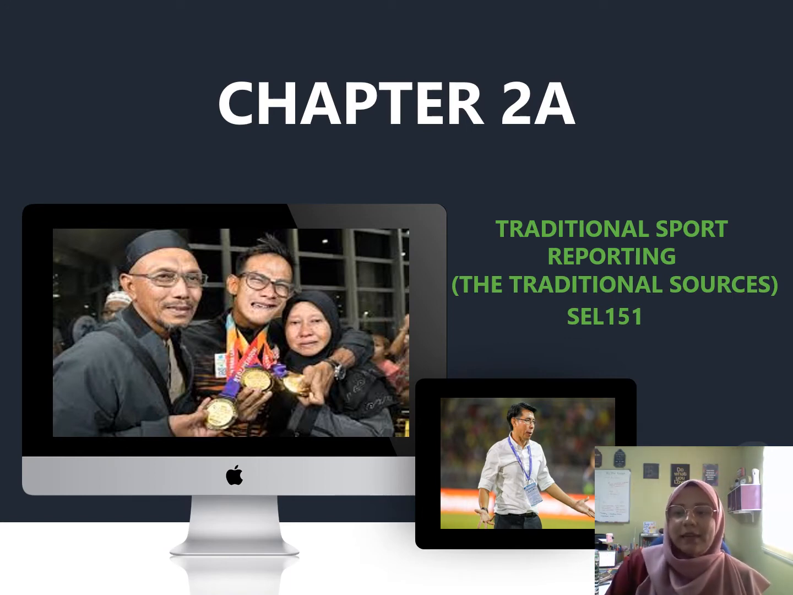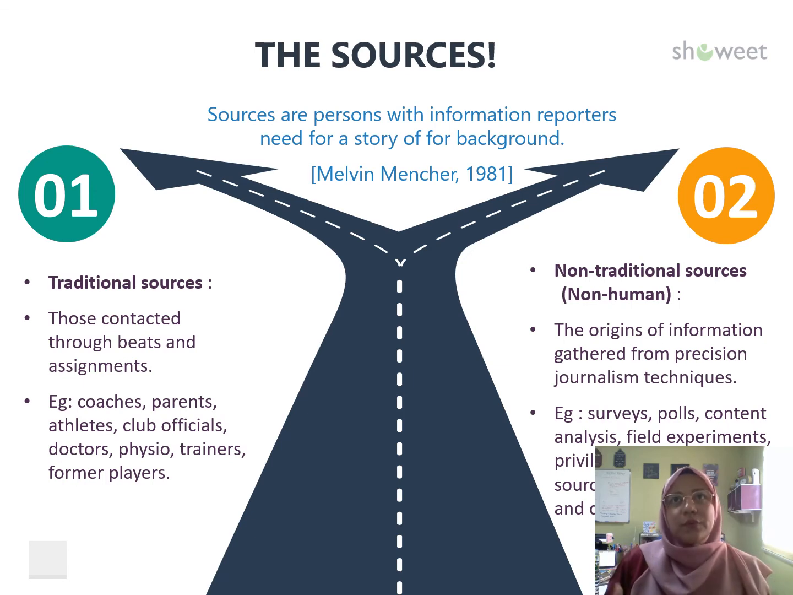So let us begin. For 2A, as you know, the sources is actually where the information is gained by the reporters. There are two types of it, traditional and non-traditional. The traditional sources are the persons that can be contacted through any assignments, connections, or networking throughout the games or the events happening. For example, I put there coaches, parents, athletes, club officials, doctors, physios, trainers, and former players.